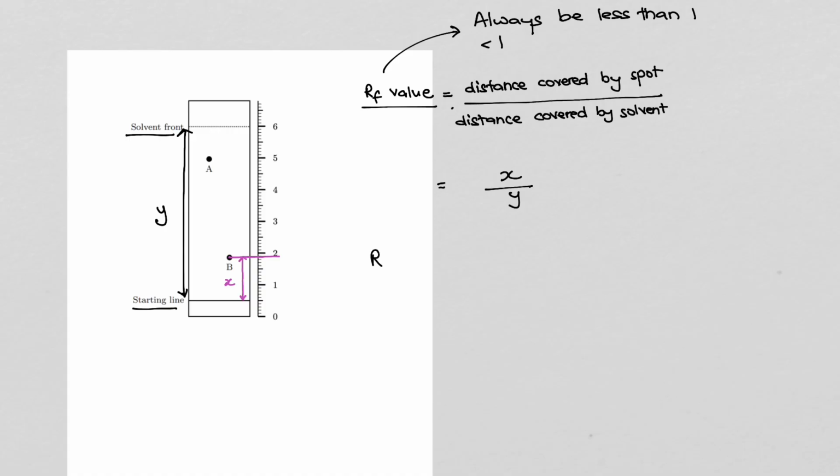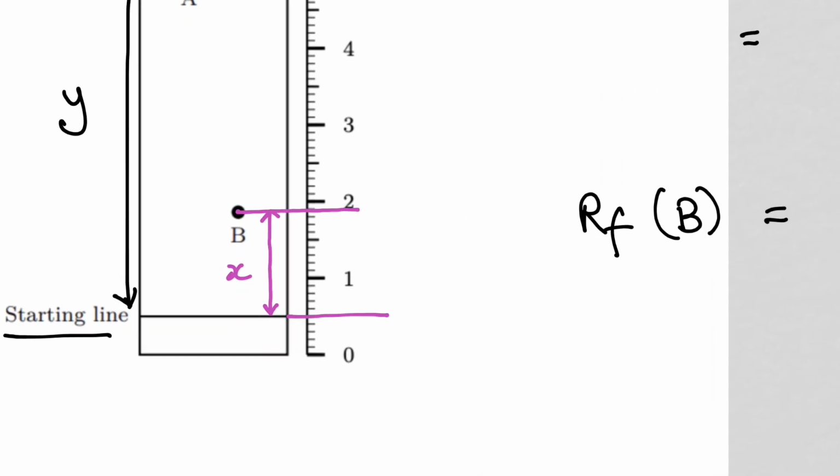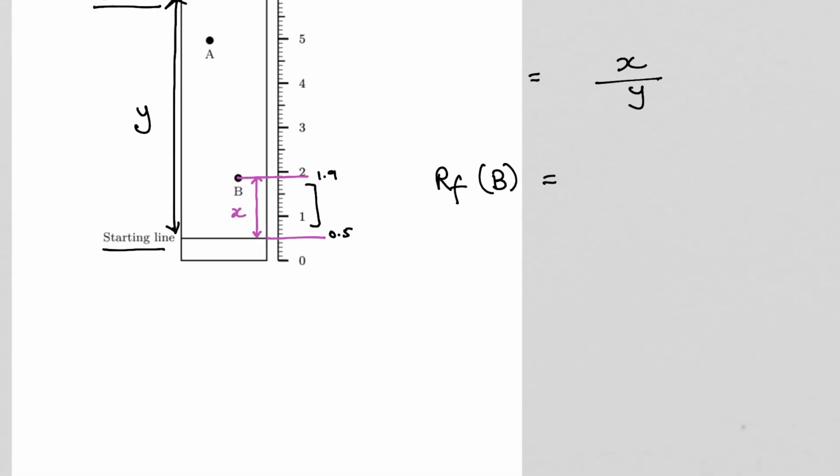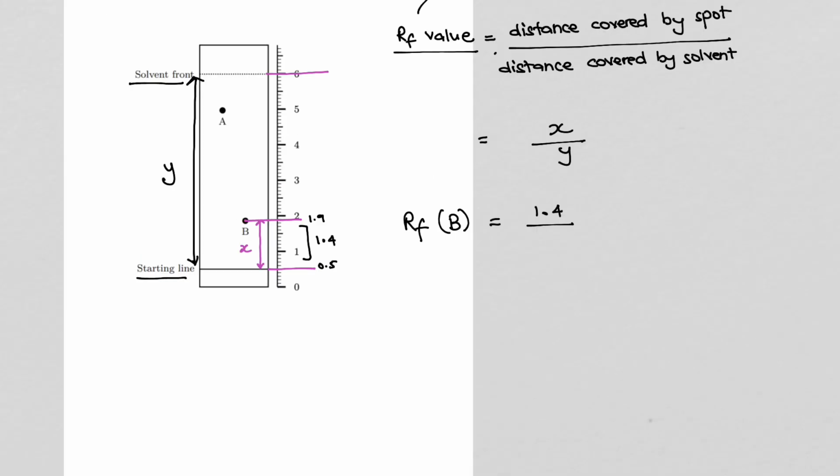So if we find the RF value of B here, you have to be very careful. It's not 0 to 1.9. It's this value here, so it's 0.5, and this is 1.9. So this is going to be 1.4 divided by, so this is 6.0. Then the distance here is not 6. It's 5.5 because the starting line is on 0.5, not on 0.